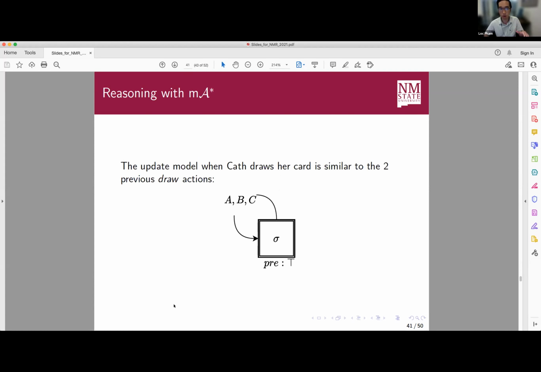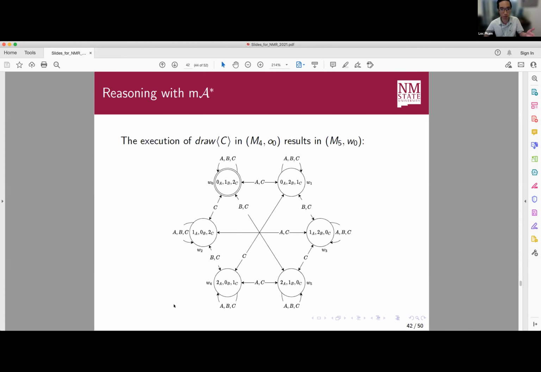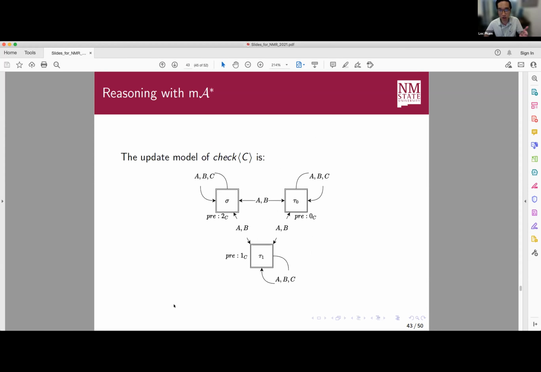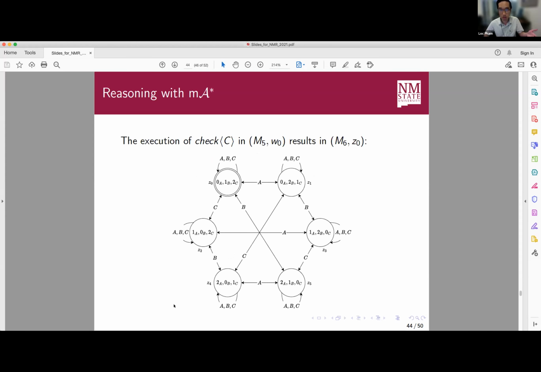Similarly, for the action when Kat draws the last card, the update model is the same as the two previous draw actions. The result is that Kat has a card in her hand, but she has not checked it, so she still does not know its value. And after Kat checks her card, the final result indicates that each agent has a card in their hand, and they know the value of their own card, but not the others'.